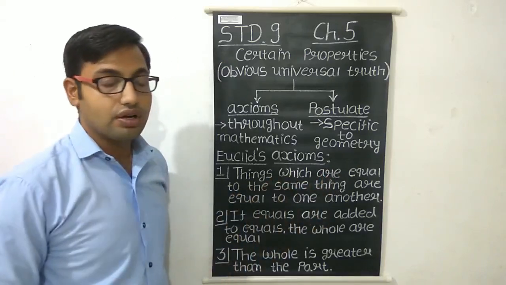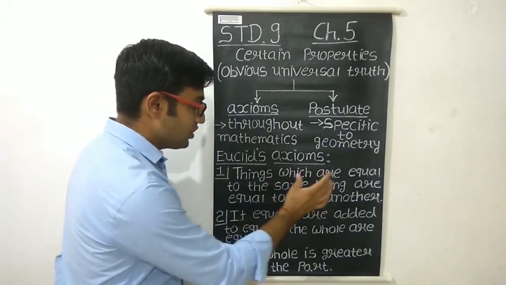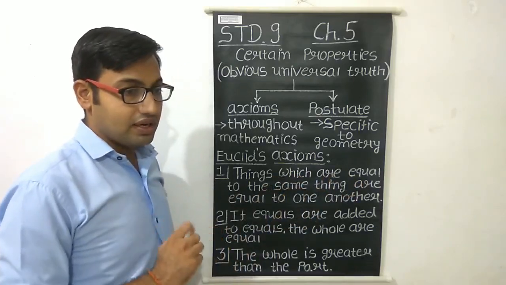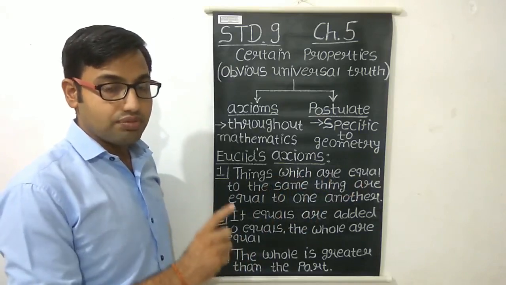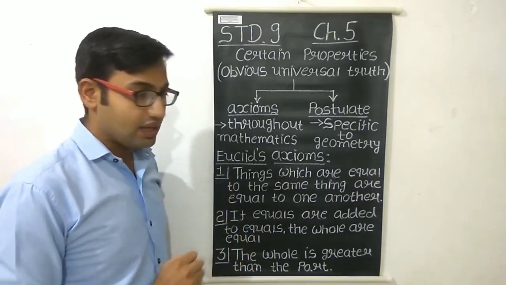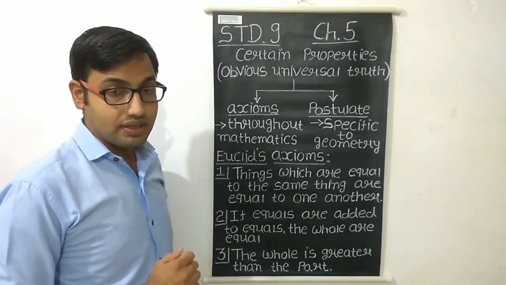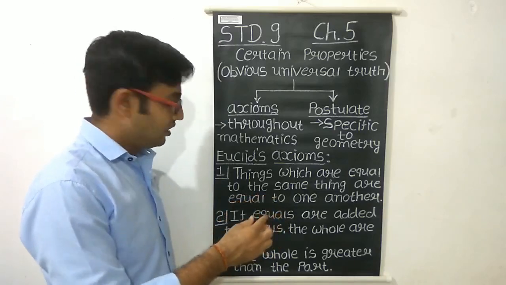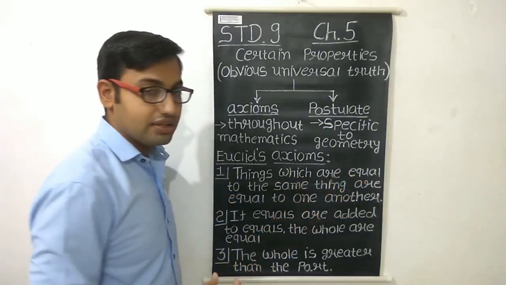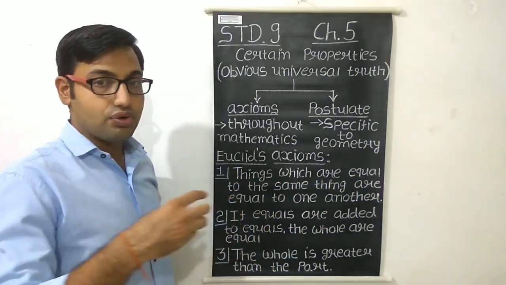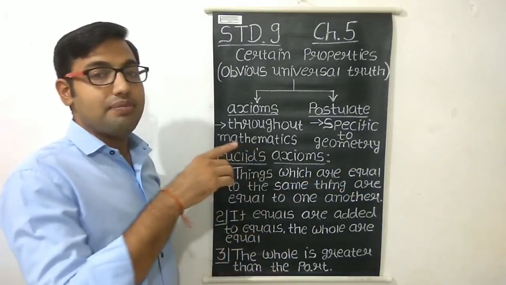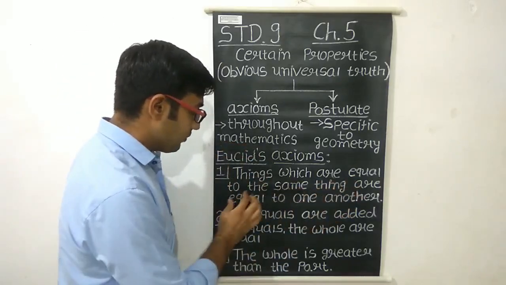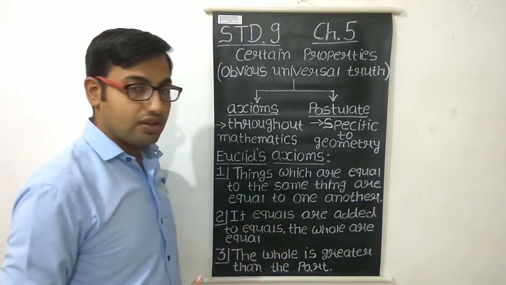equal to one another. See, things which are equal to the same thing. Let's take an example: the length of the line segment AB is equal to 5, and another line segment BC is also equal to 5. So the line segments AB and BC are things which are equal to the same thing. That means AB and BC are both equal to 5. So we can say that AB and BC are equal. Understand? Things which are equal to the same thing are equal to one another.